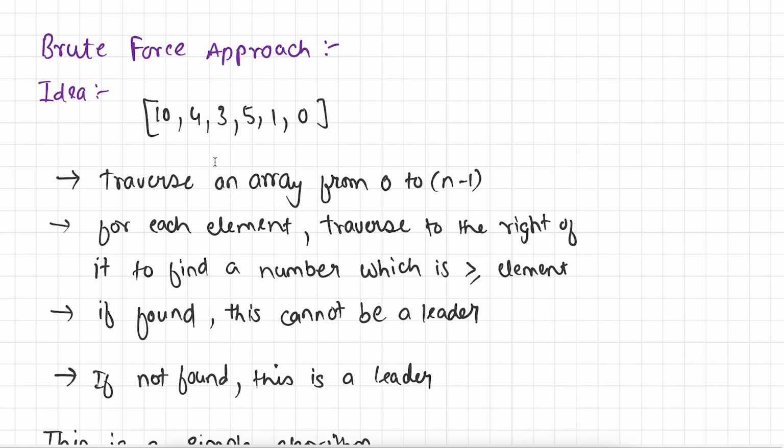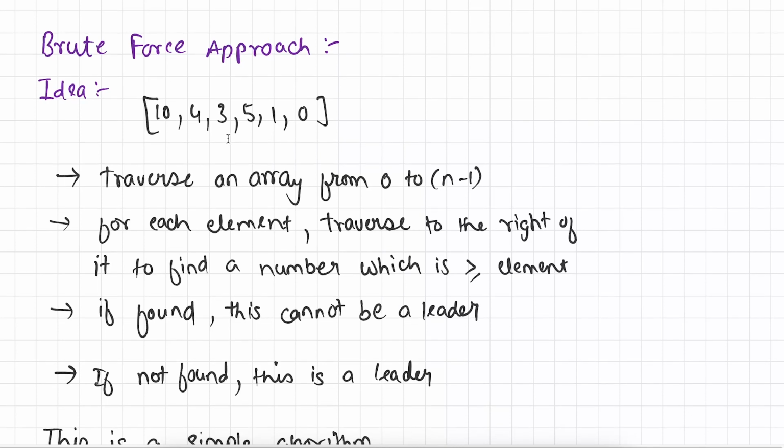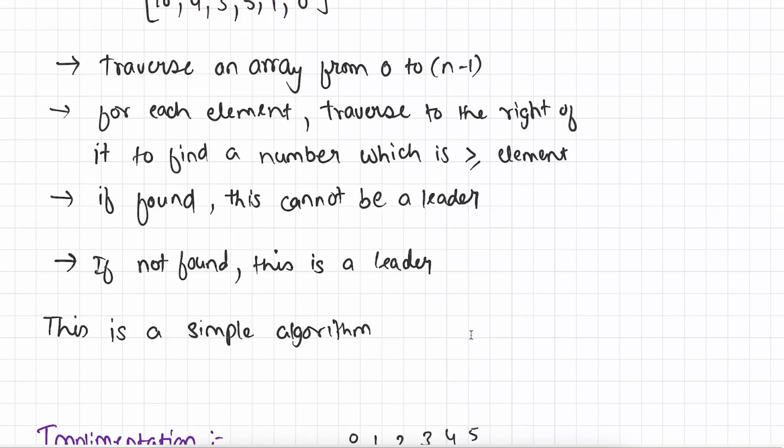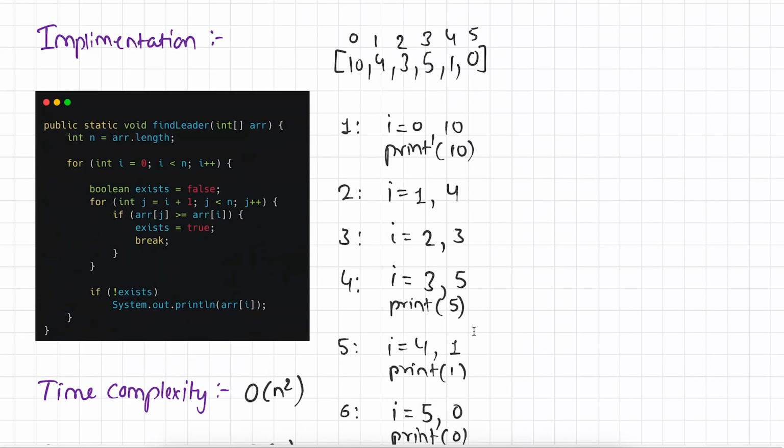If we find any number that is greater than or equal to this number, then we can say that this number cannot be a leader. And if we are not able to find any number that is greater than or equal to this number, then we can say that this number is a leader. So this is the simple idea to solve this problem. Let's see the implementation of this simple approach.